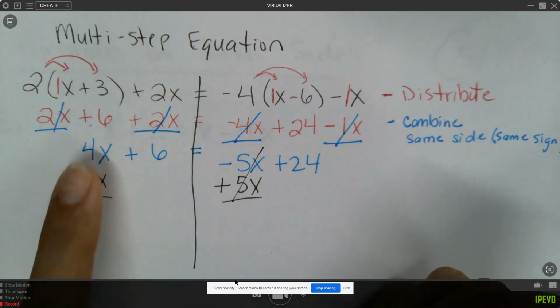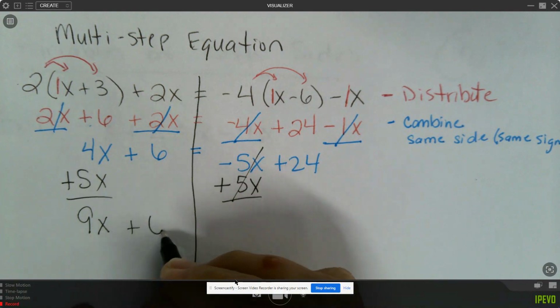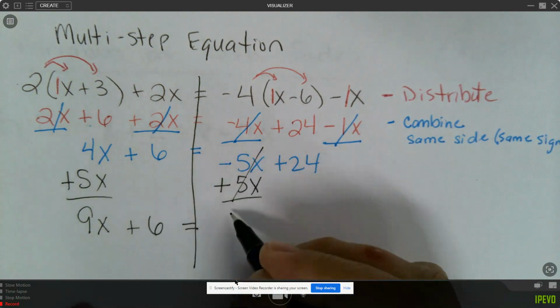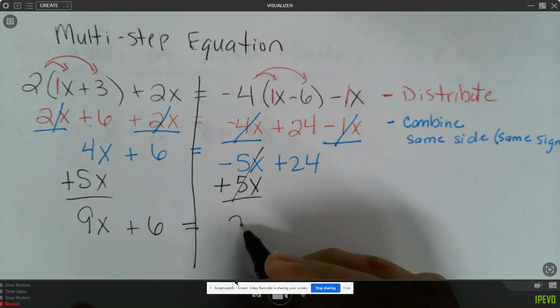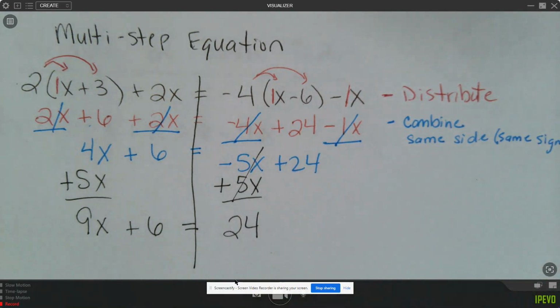So I am doing 4x plus 5x, which is 9x. Bring down the plus 6. Bring down the equals. Nothing here, so I'm just bringing down the 24, and it's positive, so I don't have to bring the sign. Had it been negative, I would have had to bring the sign.